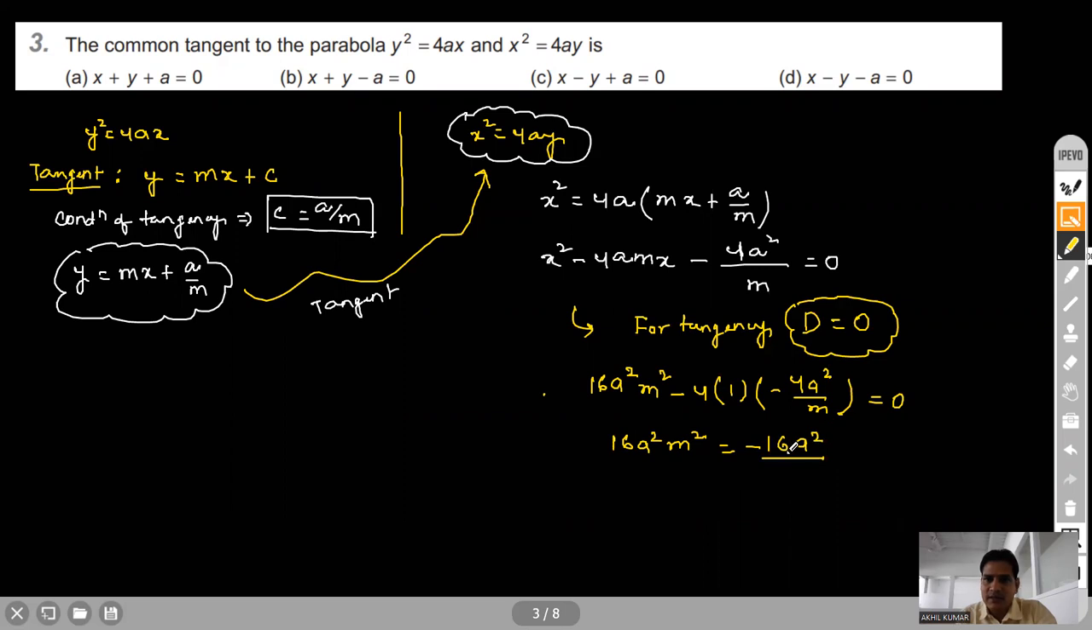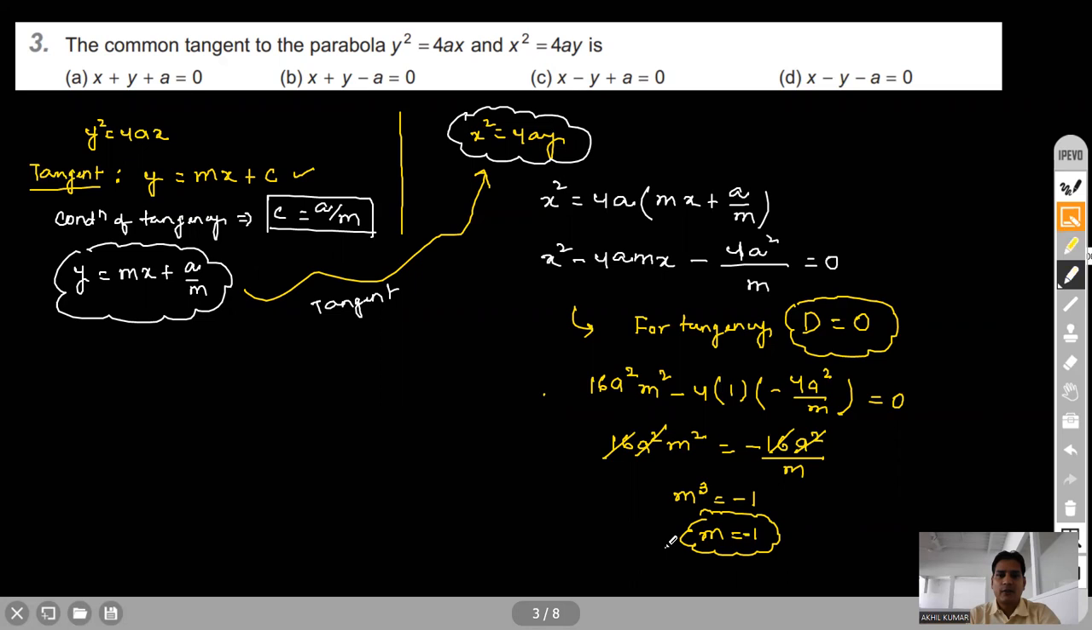So from here we get 16a square m square is equal to minus of minus 16a square by m. Am I making some mistake? Please check it. I think it's okay. The 16a square will cancel, and we get m cube as minus 1. So the value of m is minus 1. The slope of the line y is equal to mx plus c is minus 1.